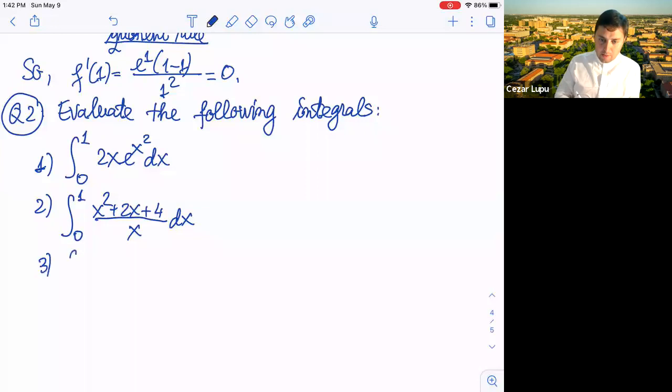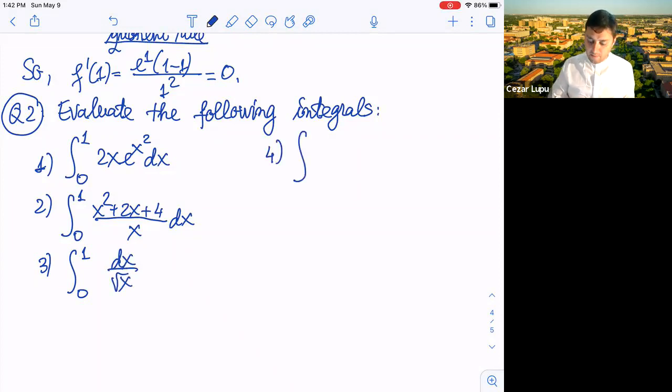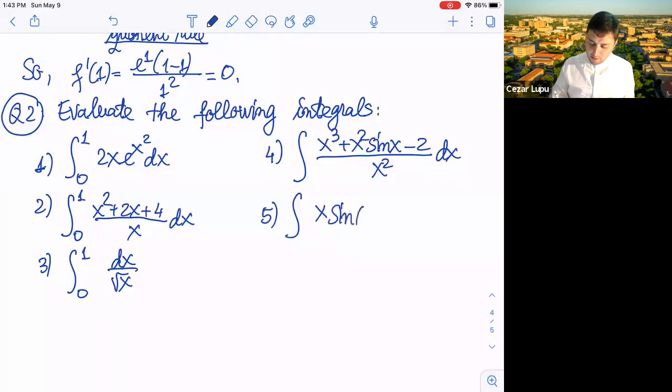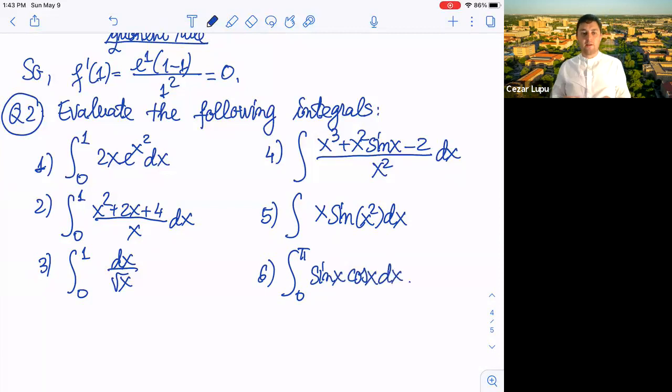The third one is the integral from 0 to 1. So far, there are only definite integrals, dx over square root of x. The fourth one is the integral, and pay attention, this is an indefinite integral, x cubed plus x squared sine of x minus 2, everything over x squared dx. The fifth one will be the integral of x sine of x squared dx. And the sixth one will be the integral from 0 to pi of sine of x cosine of x dx. All right, guys, I want you to think of these for 5 minutes. Again, you will have 10 of these, not just 6.